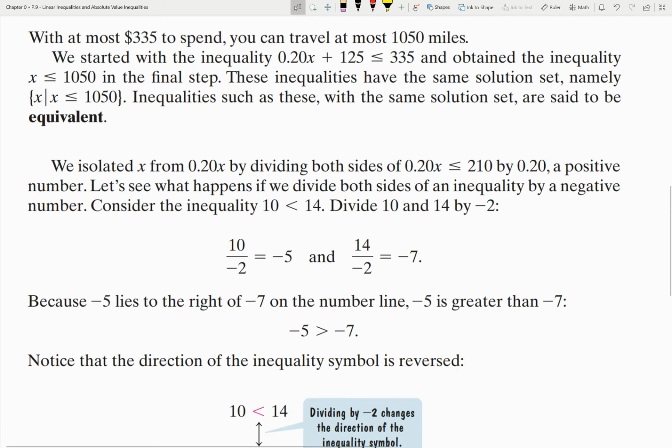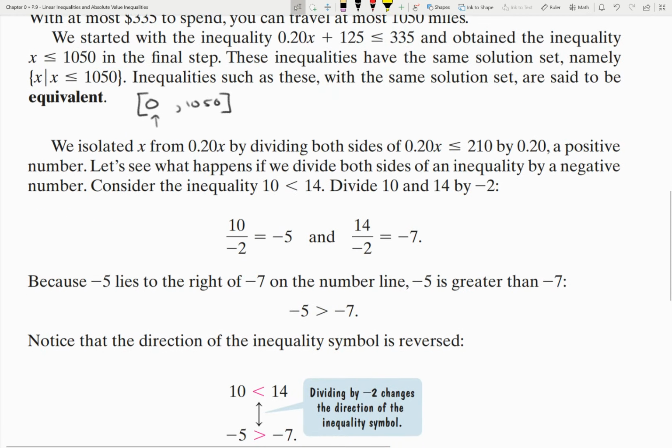These inequalities have the same solution, namely x such that x is less than or equal to 1050, or in interval notation, you would say negative infinity to 1050, okay? But for this particular problem, this doesn't really work because you can't drive negative infinity miles. So I would argue that it would be from 0, including 0, right? We could drive 0 miles. 0 to 1050 would be the usable domain, but you get the idea there.